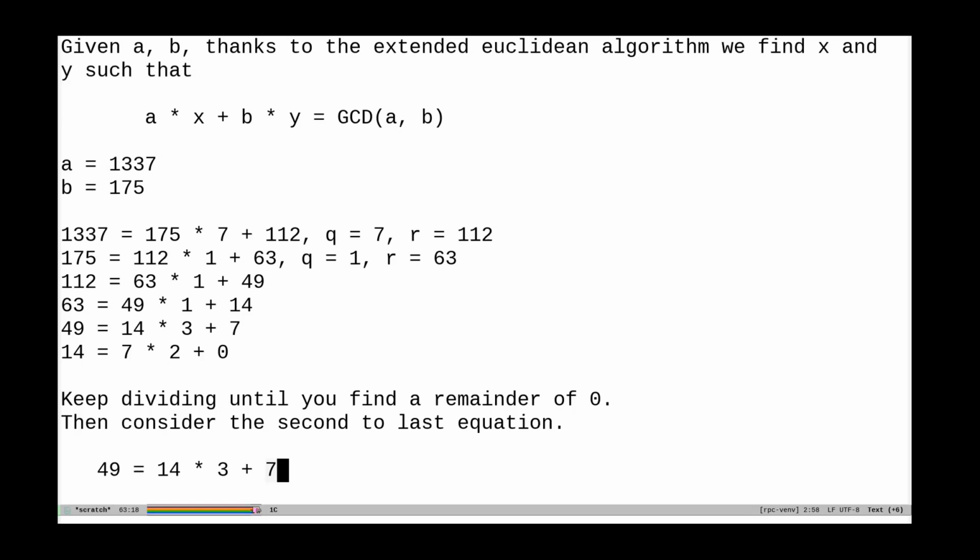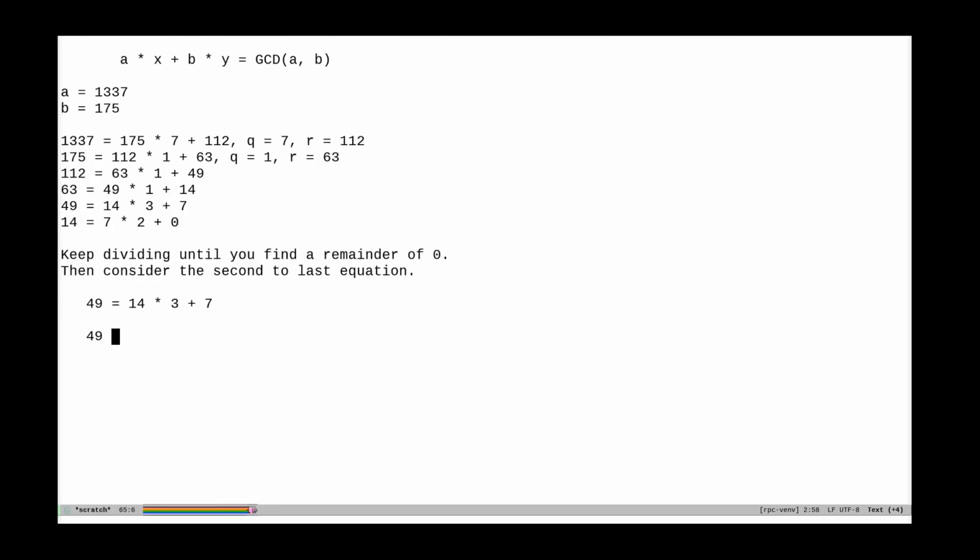Now, remember what we want here at the start. We want to express A and B, our initial numbers, as a multiplication and sum equal to the GCD. So we want this equality. What we can do here is say 49 times 1 plus 14 times minus 3 is equal to 7. It's close to what I want, but the problem is that I don't have A and B. I have this 49 and 14, which appear during the computation.